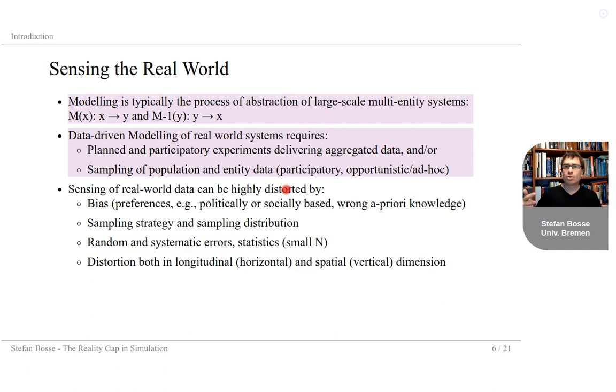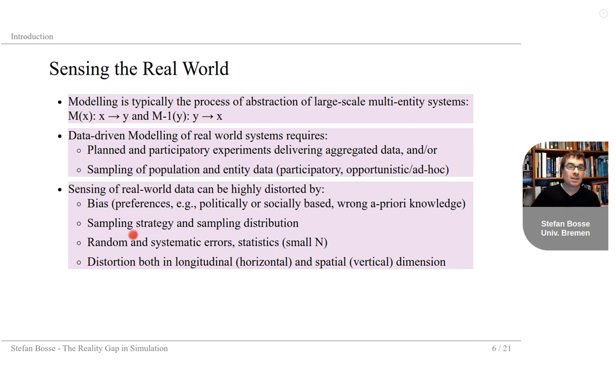That means participatory or opportunistic ad hoc surveys, sensing, and so on, or experiments. And finally, sensing of real-world data can be highly distorted by bias, preferences, for example politically influenced or socially influenced preferences, wrong a priori knowledge, and so on. Sampling strategy and sampling distributions play an important role. I will show an example where the sampling strategy and the sampling distribution is firstly unknown and secondly varying significantly over time.